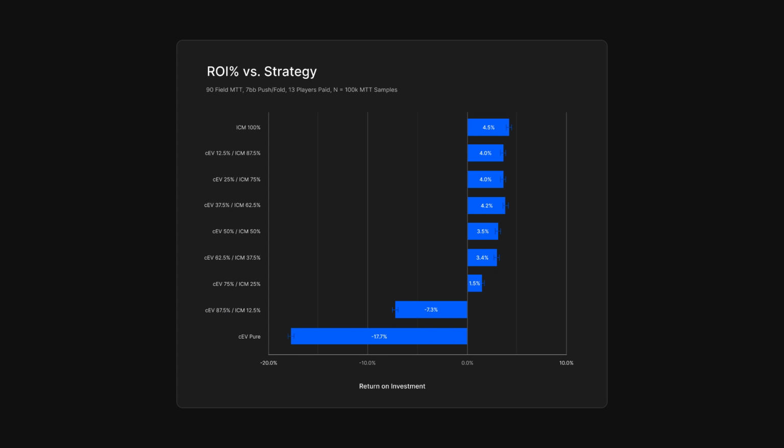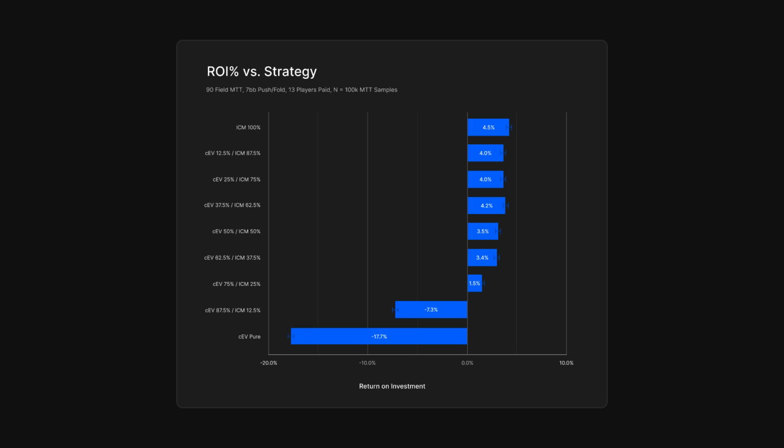We can see a smooth progression from ICM 100% at the top and CEV Pure at the bottom. So CEV Pure never switches, even on the final table. They are still playing a pure ChipEV strategy and losing a lot of money. 17% of their buy-in is lost. And we can see that the other strategies have actually increased their ROI. And this is just basic whale theory, right? The more bad players in the tournament exist, the higher your return on investment for the other more sound strategies.